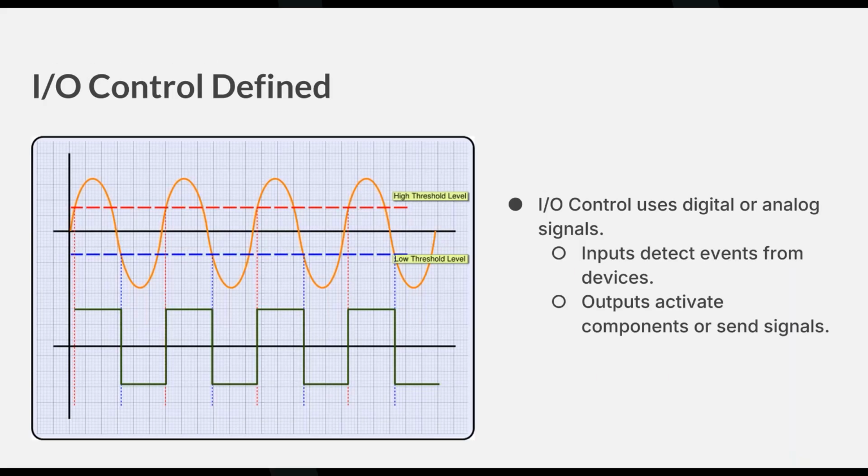I/O control, or input-output control, is what uses digital or analog signals to detect trigger events. They're typically binary signals. So the inputs could be detecting button presses, sensor triggerings, or contact closures, while the output will be activating LEDs, buzzers, or sending signals to other systems.